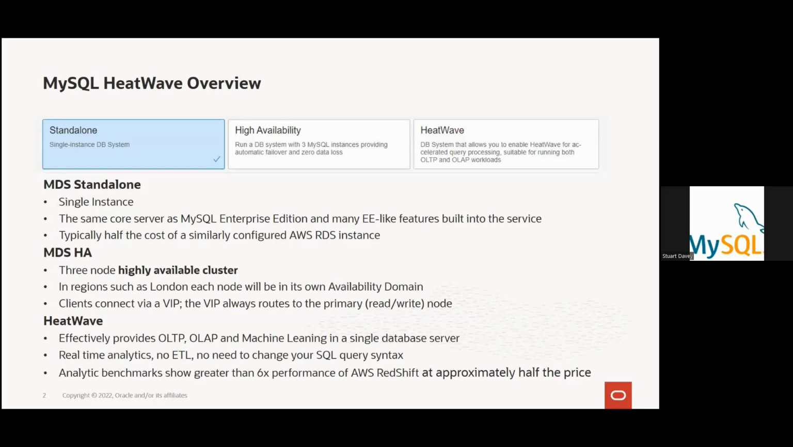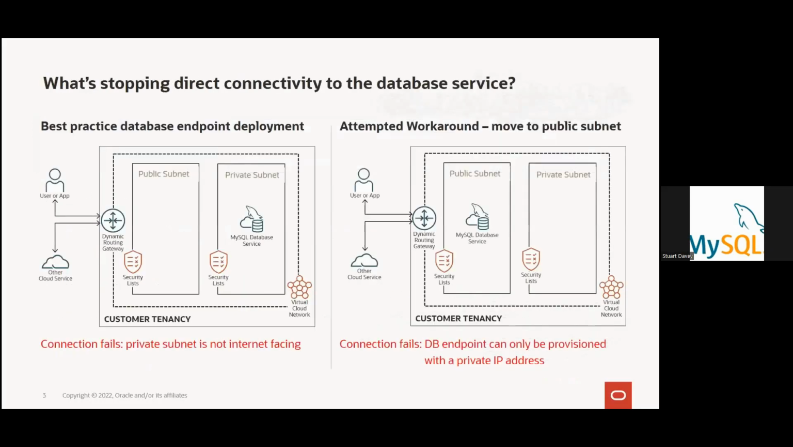The final point to note on this slide really is that connectivity will be the same in all three cases, regardless of whether we connect to a VIP or a standalone instance's VNIC. Okay, so now let's get on with the meat of the subject and try and understand what the problem is. What's stopping direct connectivity to the database service?